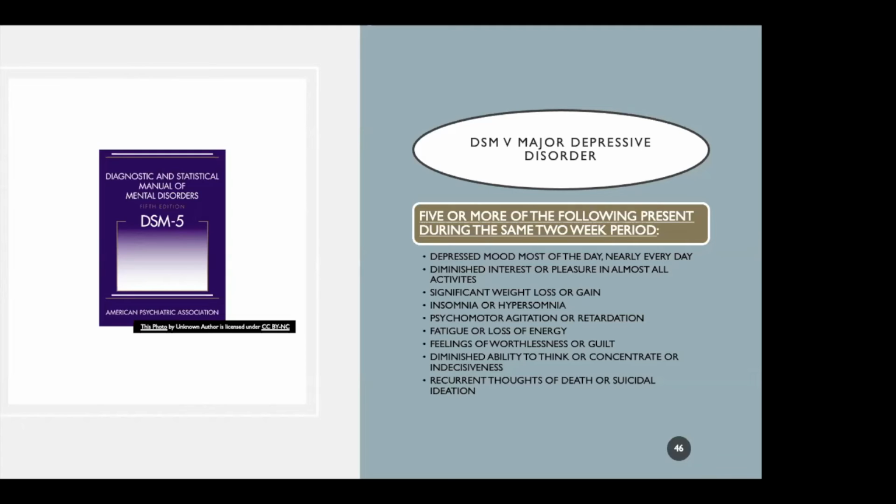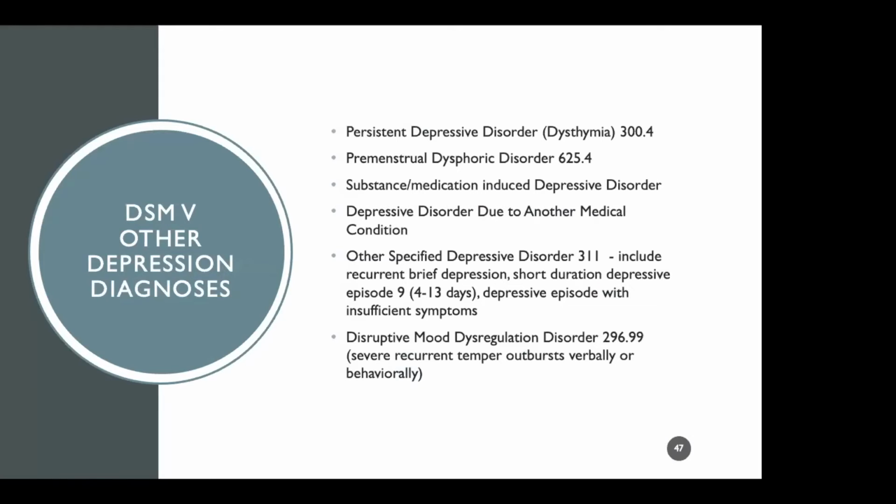And you have to have 5 of these symptoms present during the same 2-week period. So it can't be that it's happening 1 week, then it all goes away, and then it comes on 4 weeks later. So you have to have these 5 symptoms, and they need to be there for a contiguous 2-week period. Okay. Next slide.